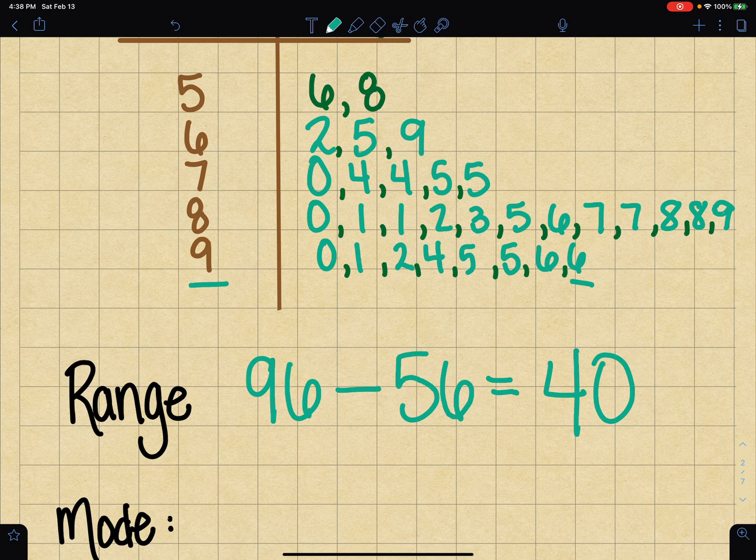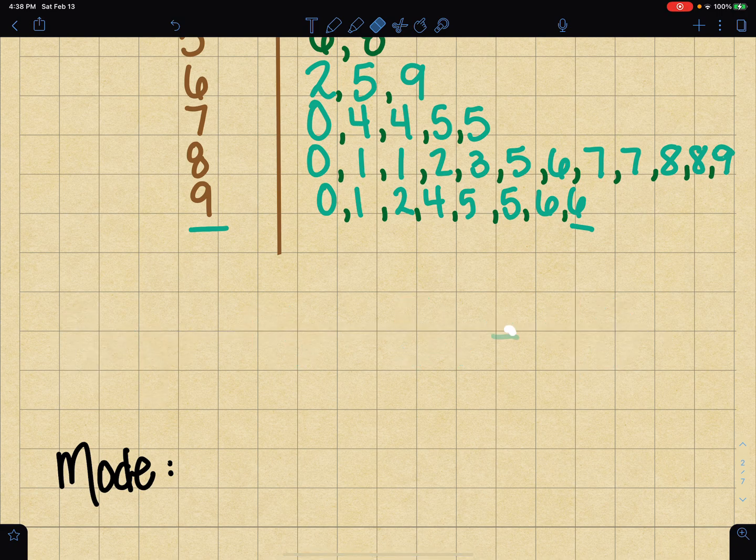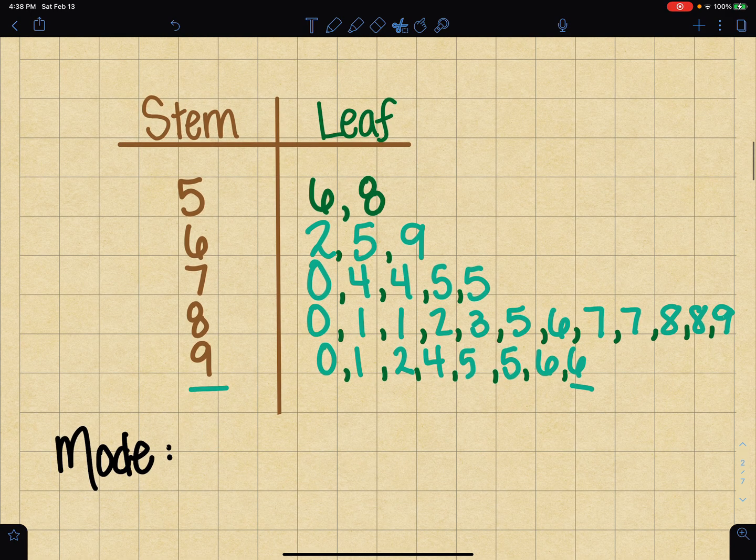Okay, what about the mode? I'm just going to erase this and bring this up so I can look at the stem and leaf plot at the same time. So the mode is any number that comes up most often. Remember, like the fashion mode model? Like if everyone buys the same outfit, that's the mode.